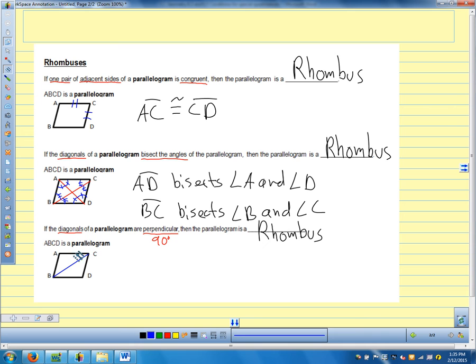Now this isn't necessarily a perfect rhombus, so it won't necessarily look like it, but we're getting to the part of geometry where we have to go by what the information tells us, not by what it looks like. So that would mean that this angle is a 90-degree angle. And we could say segment AD is perpendicular to segment BC. And that guarantees us that our parallelogram is going to be a rhombus.